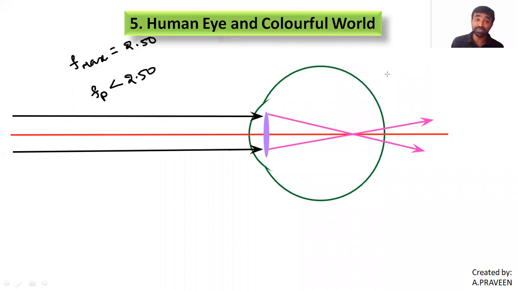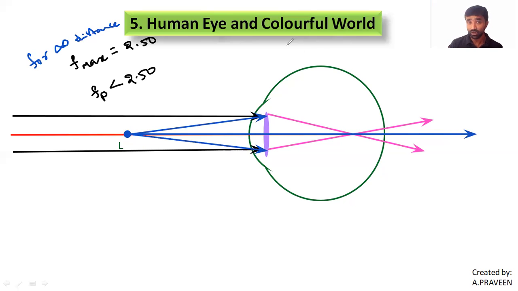If the object is placed at the least distance, now I am placing the object at the least distance. Here I am showing you the least distance point. Then I need to get light rays from the object onto the eye lens. This one remains undeviated along the principal axis. Then what about the top and bottom rays? Will they converge on the retina? No, they cannot converge on the retina.